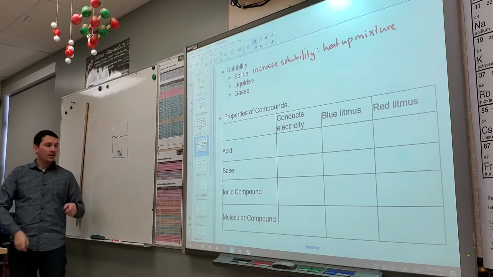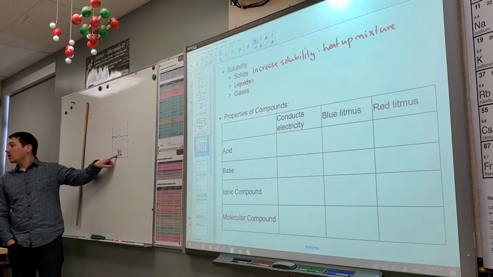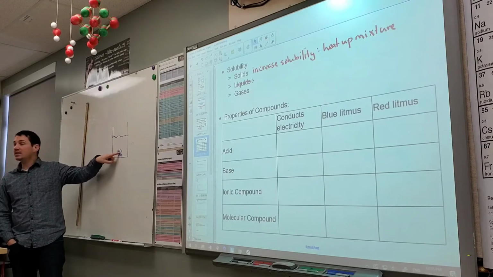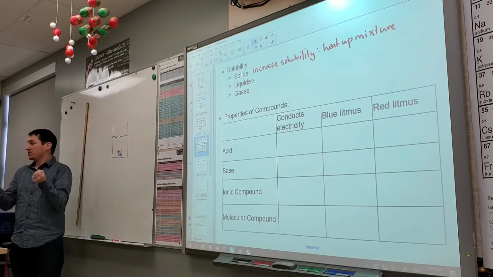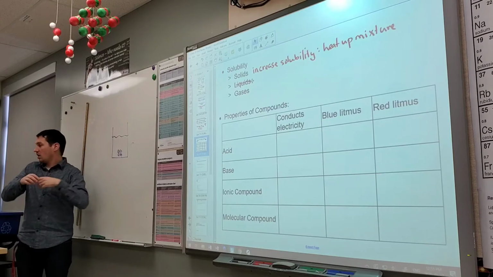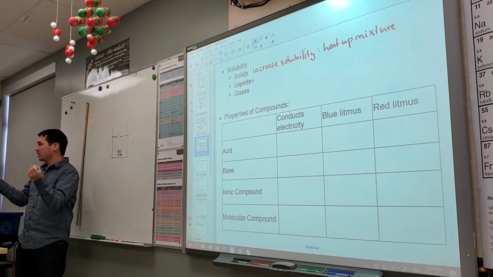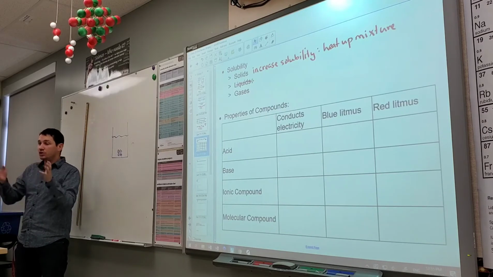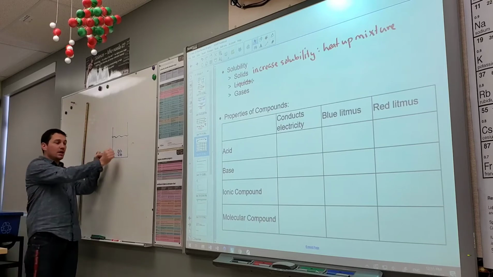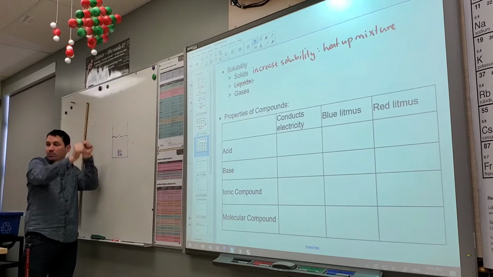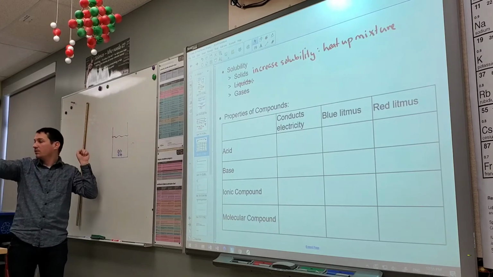So if I want to get these solids to dissolve in the water, all I need to do is get them to break apart from each other. How do I get these solid ions to break apart from each other? With energy. I give it more energy. Would you agree that if I give it more energy, these particles, these ions, will move apart from each other and break away from each other?